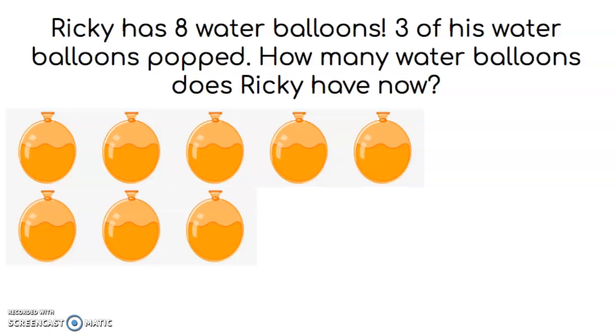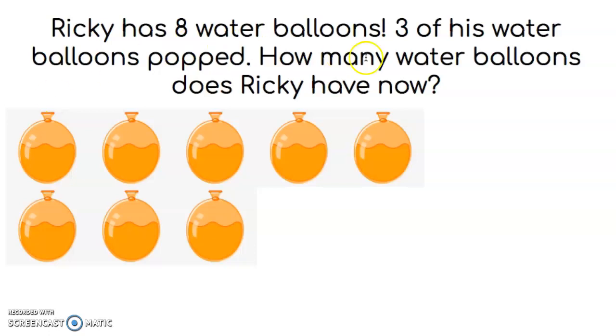Now, I want to show that 3 of his water balloons popped. Now, if a water balloon pops, that means it goes away. We aren't going to add more water balloons to what he has. We're going to show that they're going away. To show that these water balloons are going away, I'm going to put X's on them.